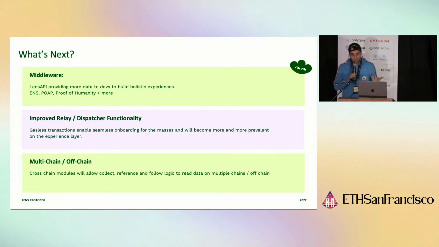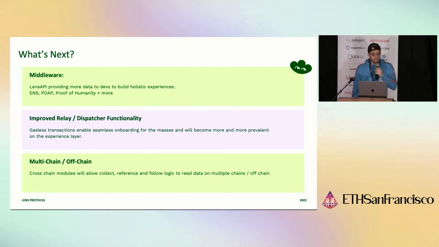So what's next and where are we going? On the middleware layer, we are going to be adding more and more data providers to allow you as devs to build holistic experiences. We already said ENS, POAP, proof of humanity, and Worldcoin. We have many more coming out. If there's a protocol you want, please stop by the table. We really want to build it to help give you guys a powerful development tool for experiences.